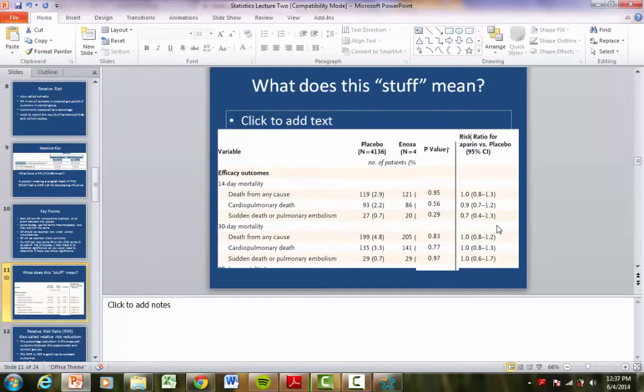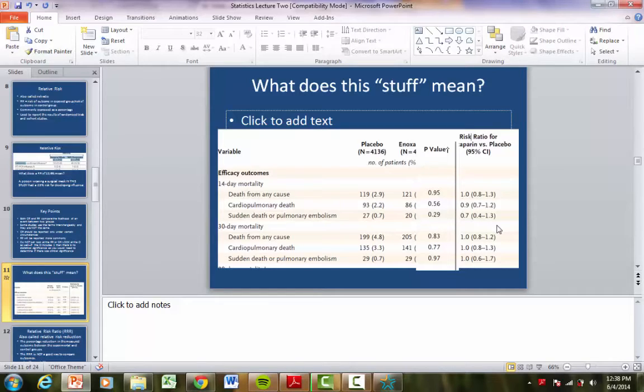If you take your calculator and do 119 divided by 4,136, I end up with 2.8 something percent. So there were some decimals that we don't have all the pieces to. In this enoxaparin group, if I took 121 divided by, and a piece got cut off here, I could calculate all of these numbers. There were 4,171 patients in the enoxaparin group.